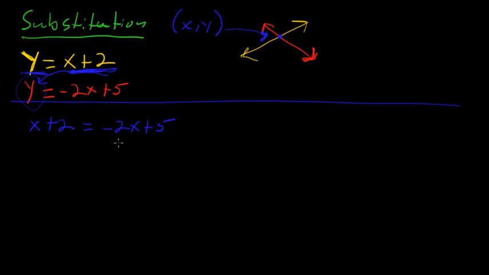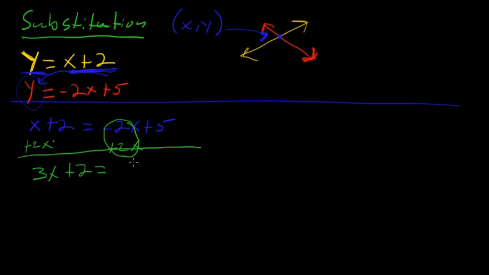So use properties of equality, get x's on one side, numbers on the other. So I'm going to add 2x to both sides. So this is 3x plus 2 equals, this turns to 0, that's why we did that, so equals 5. All that's left is 5. Okay, now I'm going to go ahead and subtract 2 from both sides. So getting numbers over here. That leaves us with 3x equals 3.